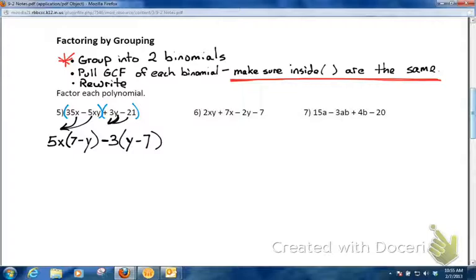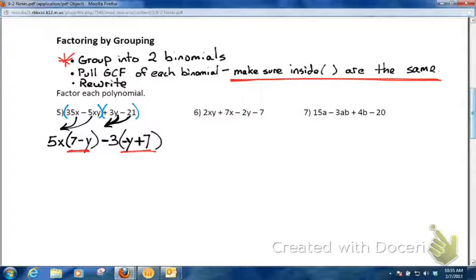So I factor out a negative 3, and let's see what happens. Dividing a negative 3 out of 3 makes this now a negative y. Dividing a negative 3 out of negative 21 makes this a positive 7. Now is inside the parentheses the exact same? Yes, they both have negative y's and positive 7's. So now I know I've done this correctly.